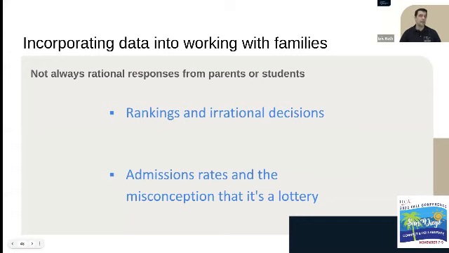So a lot of this and a lot of the data or insights you can glean from it will be things that you hold for your well-being and understanding of greater admissions, but the families might not only not want to hear it, but outright disagree with you.